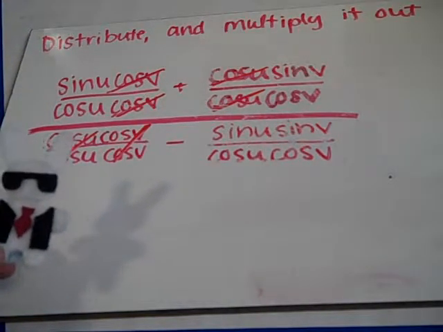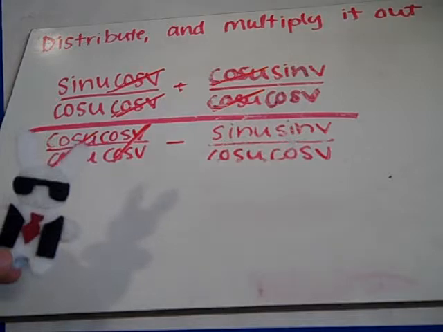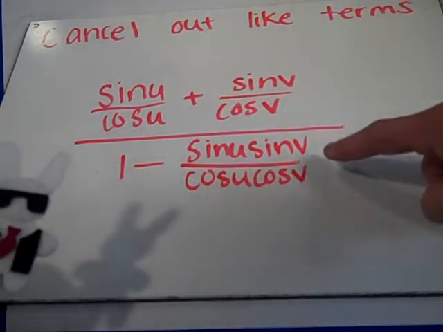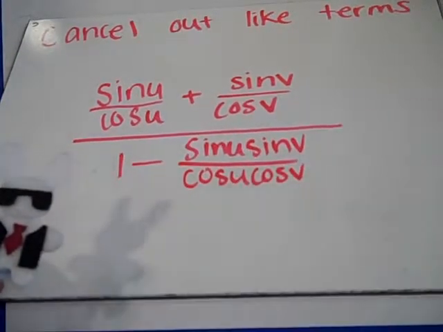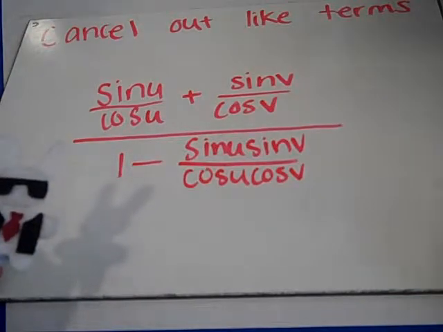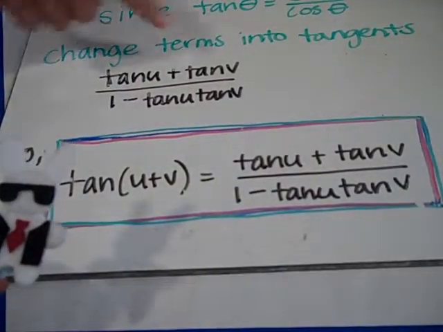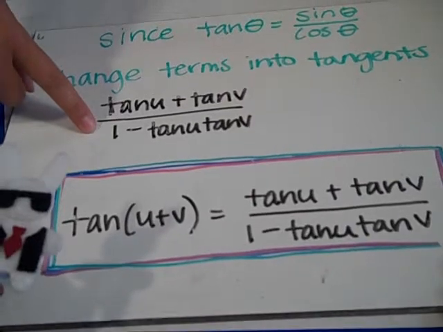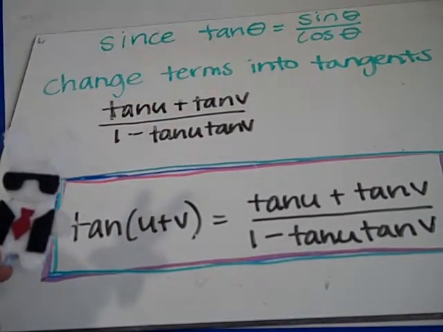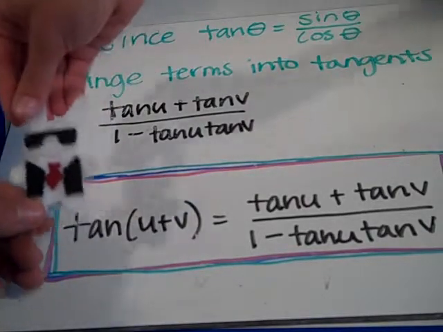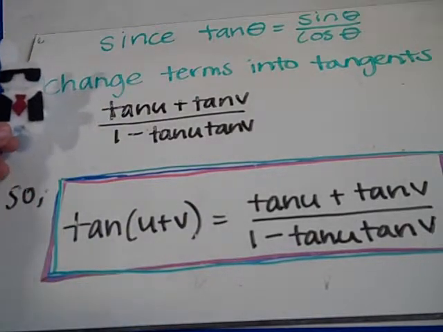So now you are left with sine of u divided by cosine of u plus sine of v divided by cosine of v, divided by 1 minus sine of u times sine of v divided by cosine of u times cosine of v. We know that tangent of theta equals sine divided by cosine of theta. So the numerator changes to tangent of u plus tangent v, and the denominator changes to 1 minus tangent u times tangent v. The final result is tangent of u plus tangent of v divided by 1 minus tangent u times tangent v.